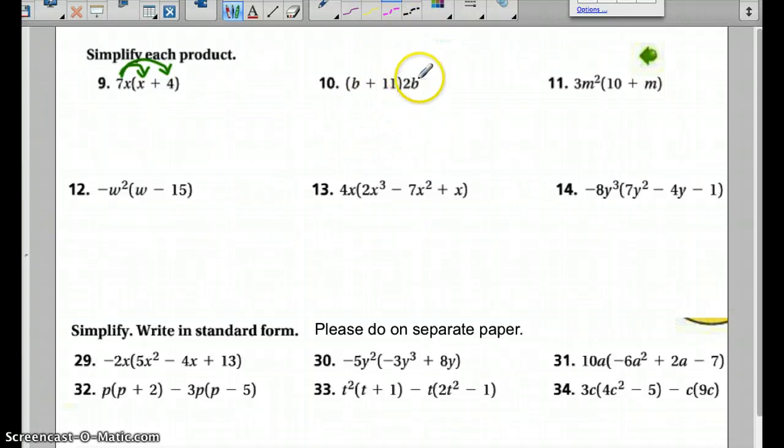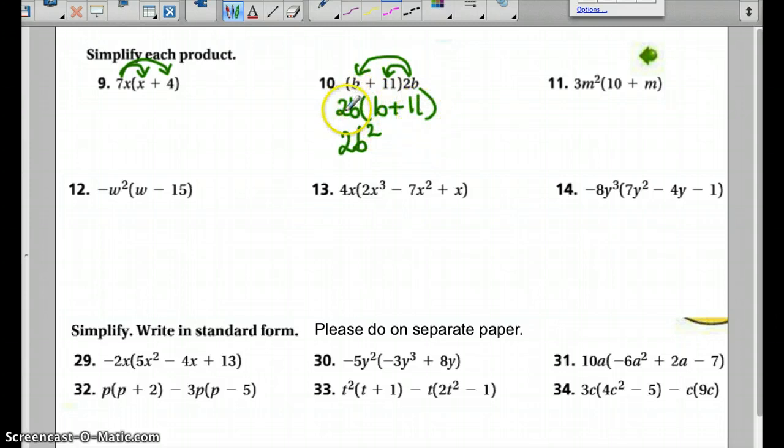Even if the monomial is on the other side, like in number 10, you see 2b is on the back of it rather than on the front. If you don't feel comfortable doing it that way, feel free to write the 2b in the front and just reverse the order. 2b times the quantity b plus 11 is going to be 2b times b, which will be 2b what? Squared, if that's what you said. And then 2b times 11 is going to be 2 times 11 times b, which is a positive 22b.